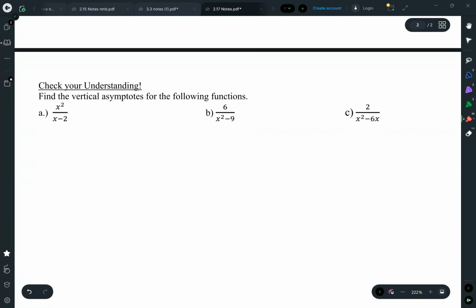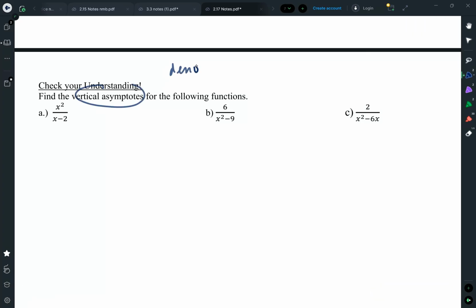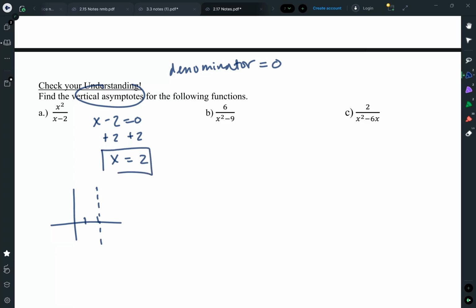So the check your understanding is we're looking for vertical asymptotes. So basically for vertical asymptotes, we're going to take our denominator and make it equal to 0. That's how we come up with vertical asymptotes. And that's all it is. So in my first one, when my denominator is x minus 2, I'm going to write x minus 2 is equal to 0. Add 2 on both sides. x equals 2. So think about what x equals 2 looks like. That is a vertical line at 2. That is x equals 2.